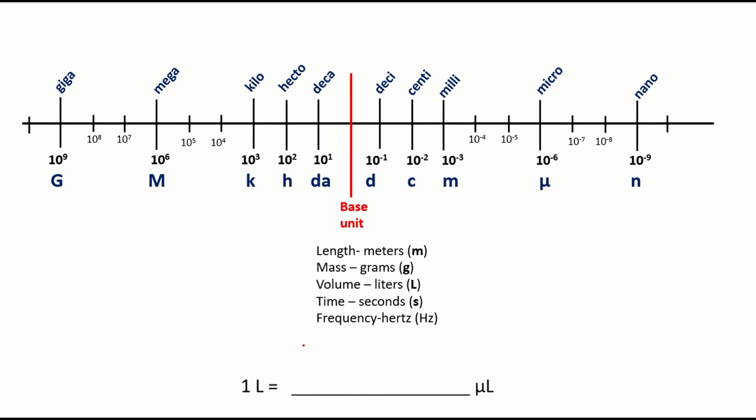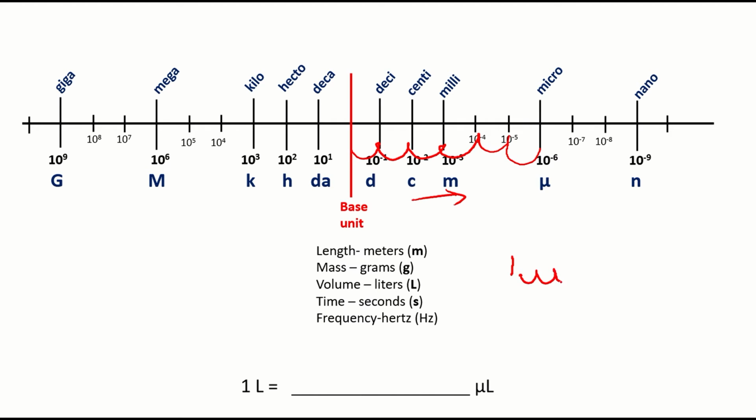Let's see another example. Now what we have is 1 liter, and I have to convert 1 liter into microliters. Check where you have microliters. You have micro here and your liter, the base unit. How many times do you have to move? I'm going to write 1 here, and this is the location of my decimal, and see how many times we have to move. 1, 2, 3, 4, 5, 6. So I'm going to move my decimal point 6 times in this direction.